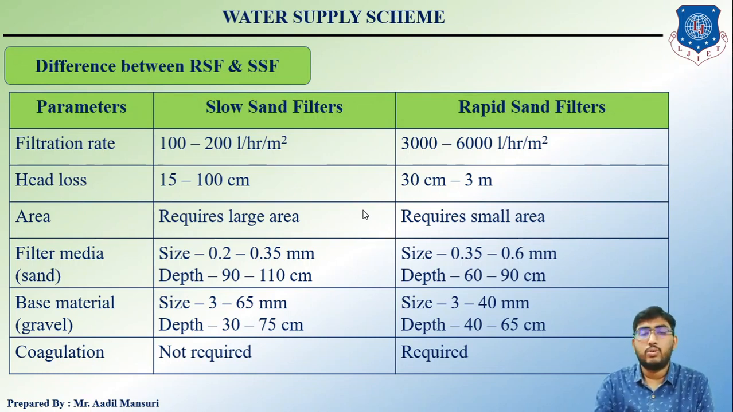Talking about area, slow sand filter will require larger area and rapid sand filters will require smaller area. Filter media, talking about sand: size of 0.2 to 0.35 mm for slow sand, and depth of 90 to 110 centimeter. In rapid sand filter, size will be 0.35 to 0.6 mm, depth 60 to 90 centimeter. Similarly, in the case of gravel, the size will be 3 to 65 mm and depth 30 to 75 mm for slow sand, and size 3 to 40 mm with a depth of 40 to 65 for rapid sand filter.